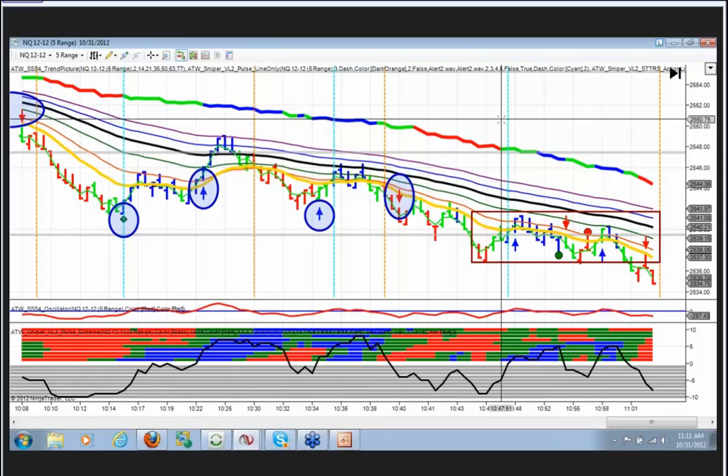So that's a wrap for today, guys. Just wanted to let you take a peek at one of the hotter markets for the sniper today, October 31st.